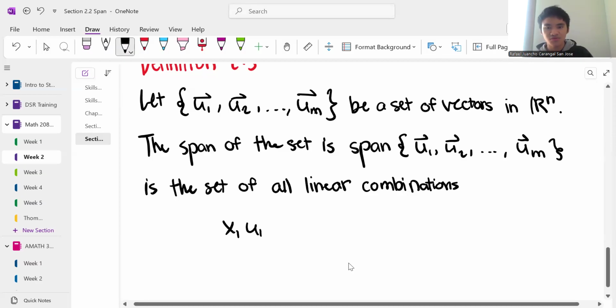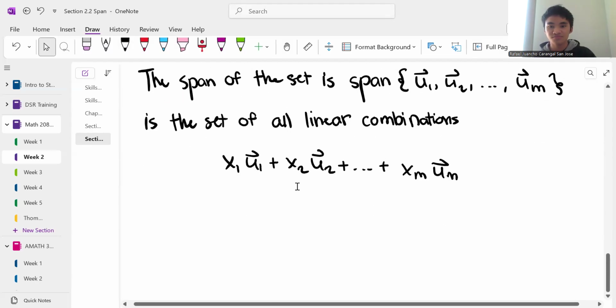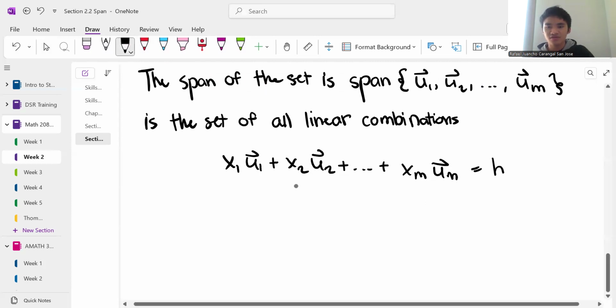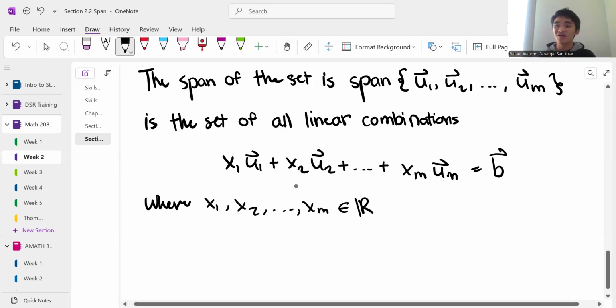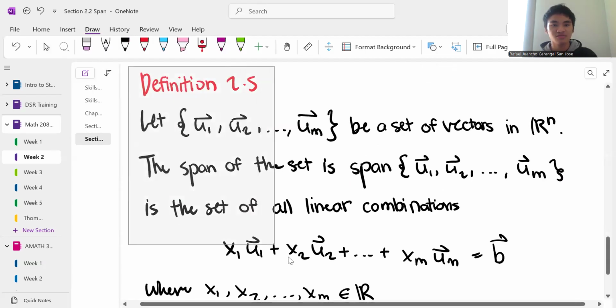So to mathematically describe this, it's actually just this is what we do when we're finding linear combinations, right? We multiply a scalar to each of the vectors in the set. And then we're going to get some resulting vector B. Could be anything, honestly. And then here we say that x sub 1, 2, all the way to m, we say these are real numbers. So these aren't vectors, these are scalars, which are real numbers. Let's actually write that out.